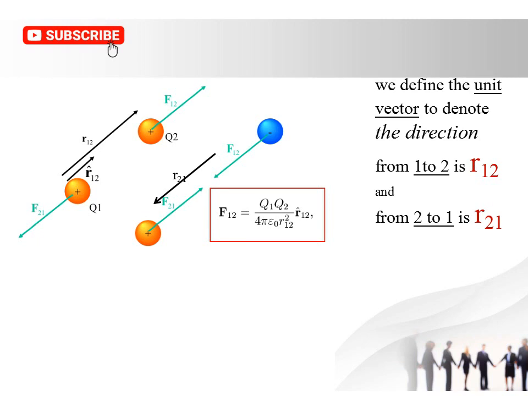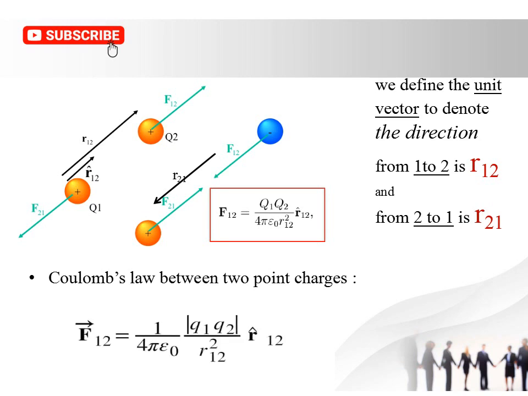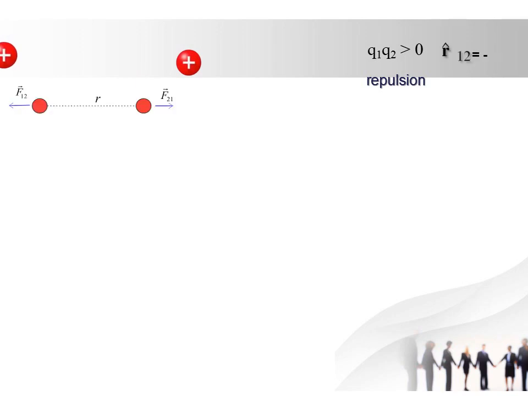Here's Coulomb's law between two point charges, for F12 or F21. We can write F12 is equal to 1 upon 4 pi epsilon 0 Q1 Q2 by R12 square R12 cap. If there are two positive or two negative charges, then Q1 Q2 is greater than 0, so repulsion occurs. So the direction is opposite, so R12 cap is equal to minus R21 cap.